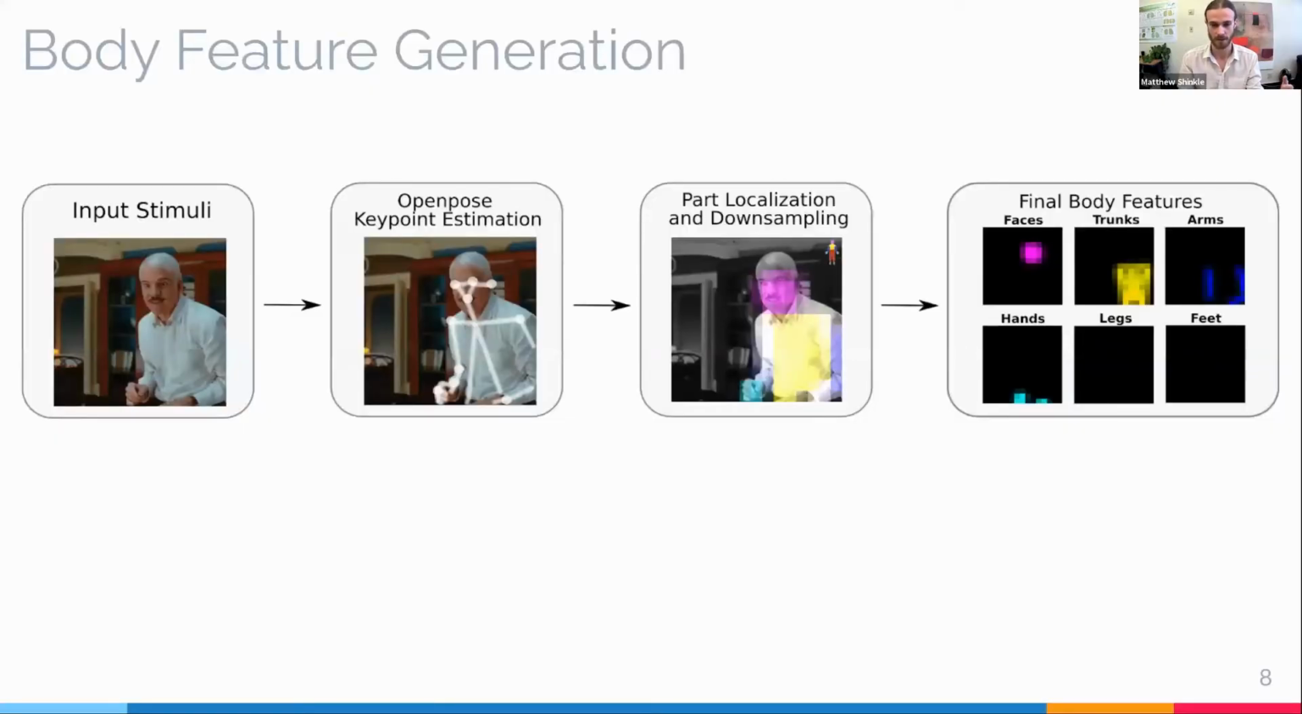In order to extract body information from our stimuli, we used OpenPose, which is a deep neural network that extracts the locations of body key points from images or movie frames. And so a key point could be, for example, an elbow or a wrist. And then we use these key point locations in order to infer the locations of larger body parts in our stimuli, specifically the locations of faces, trunks, arms, hands, legs, and feet.